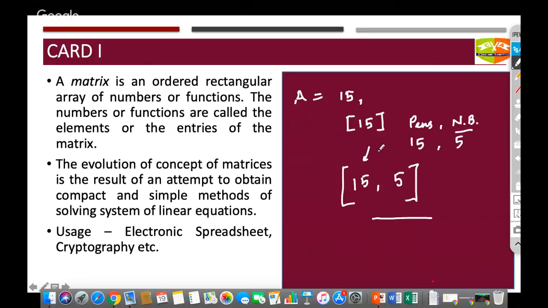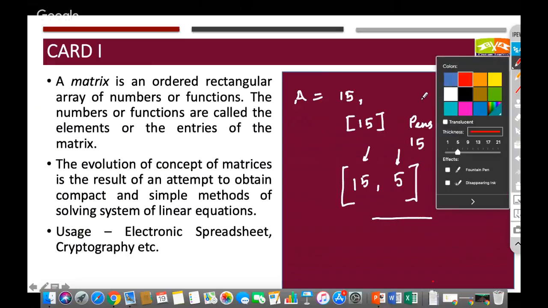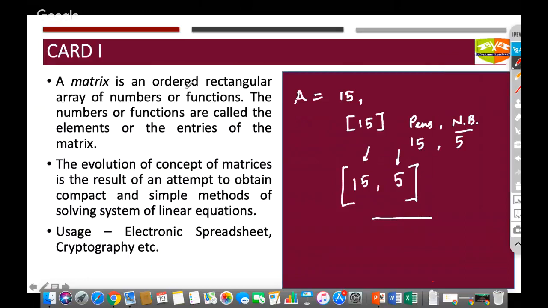This is how the information can be represented, and that is why I am telling you that matrix is nothing but an ordered rectangular array of numbers. This is how, in an array, a number or function is represented. Each individual entry over here is known as an element, and you can also call it an entry.